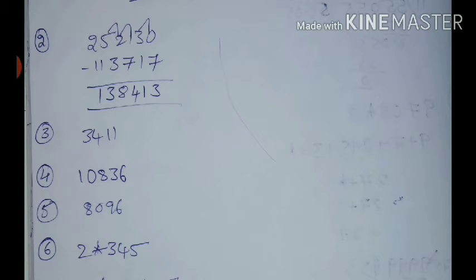So the answer is 138,413. Next, which of the four numbers is exactly divisible by 3 in the given numbers? Just do the sum of all the digits of the given number. 2 plus 5 plus 7 plus 2, 9 plus 2, 11, 11 plus 5, 16. So it's not. 3 plus 4, 7, 7 plus 1, 8, 8 plus 1, 9. So this is the number which is exactly divisible by 3. 3,411.